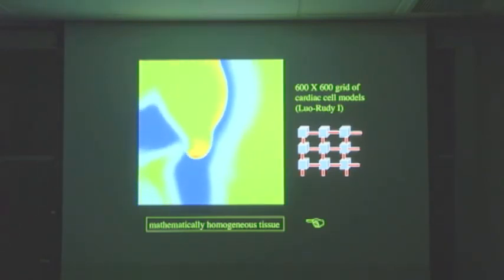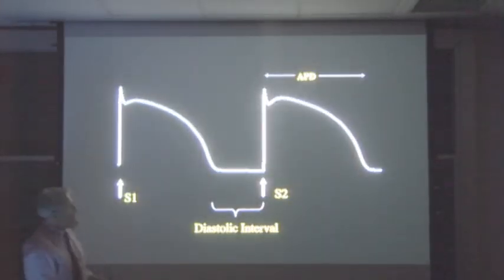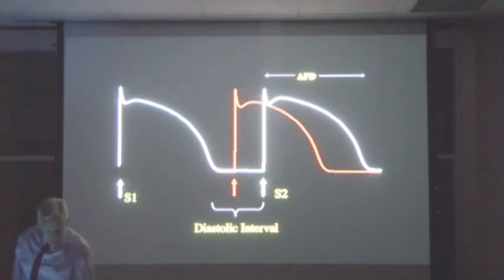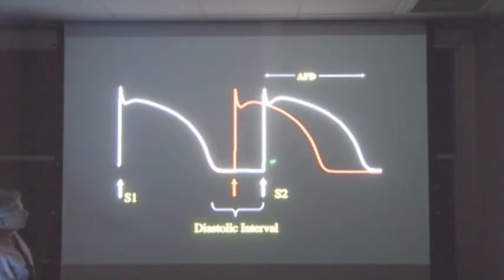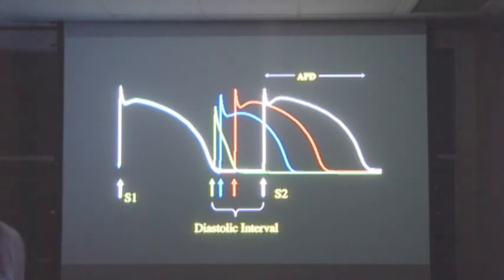So now the question becomes, what makes the wave break up? As we all know, if you give an S1 and then an S2, you're going to get another action potential duration. But we also know that if you encroach upon the diastolic interval with a premature S2, the red action potential is going to be shorter than the white one. If you encroach even further, the blue is going to be even shorter still. And the green action potential, caused by a very premature stimulus, is so stunted that it cannot depolarize the surrounding cells. It will not conduct, and you will get wave break at that point.